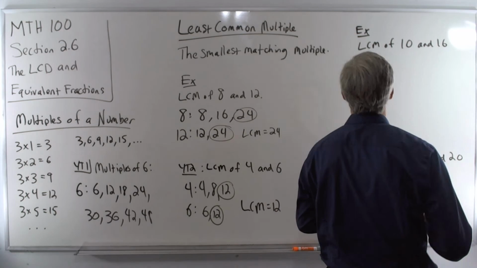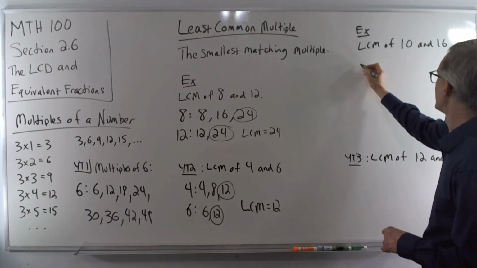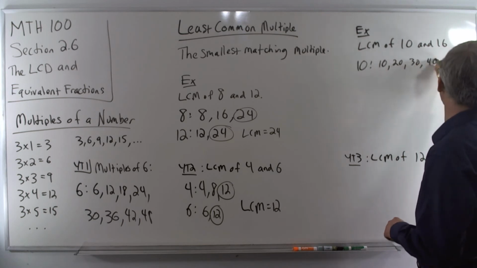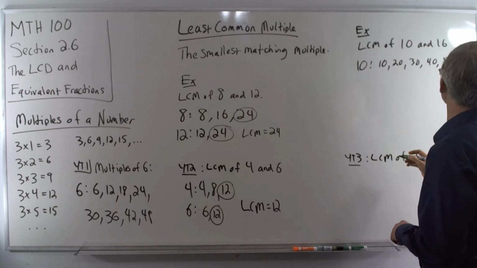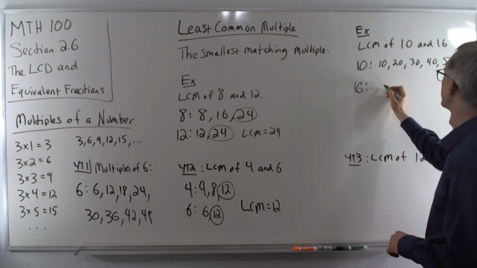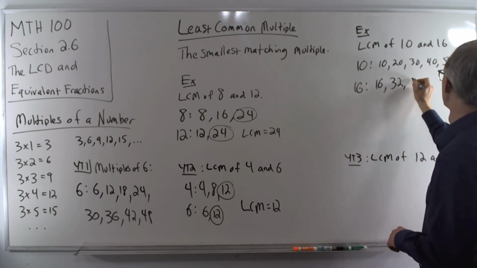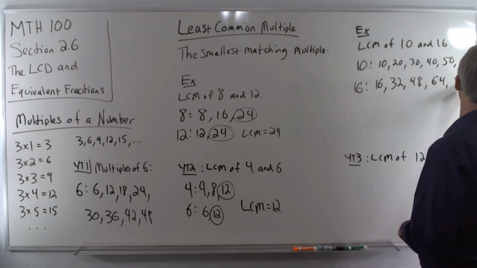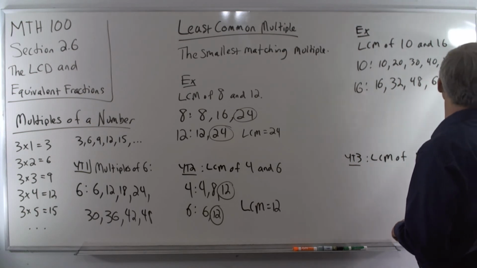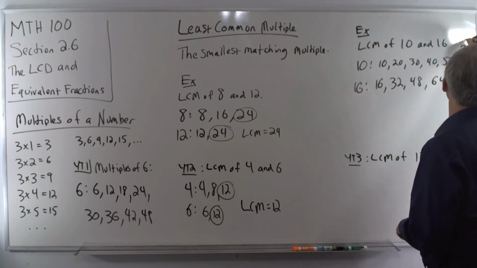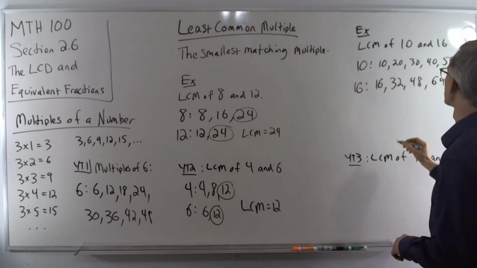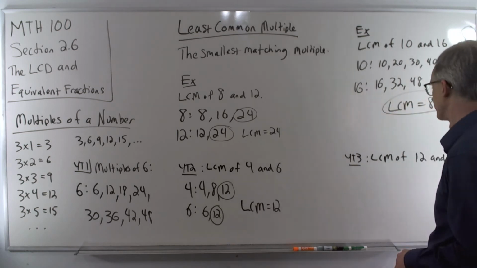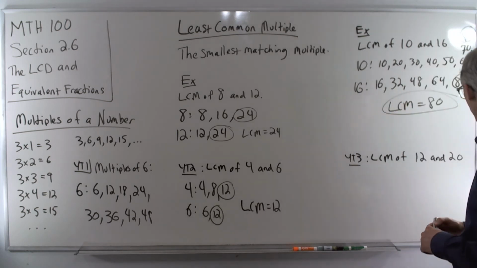A little bigger numbers now, 10 and 16. So I'm going to write these out. We got 10, 20, 30, 40, 50, 60. Let's try 16. 16, 32, 48, 64, and 80. So we're going to need a couple more on this list. I'll just write them up here. 70, 80. So there's our first match, making the LCM of 10 and 16 equal to 80. Your turn number 3, 12 and 20.